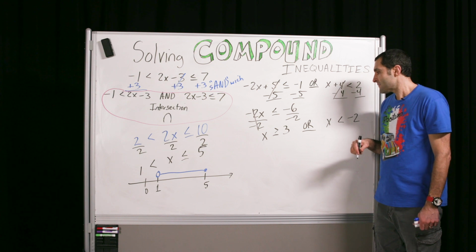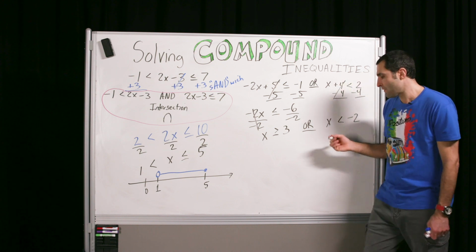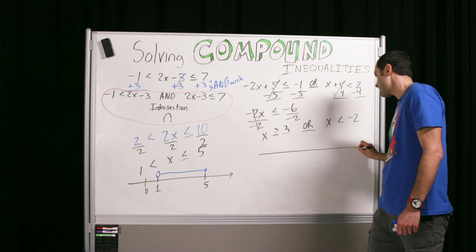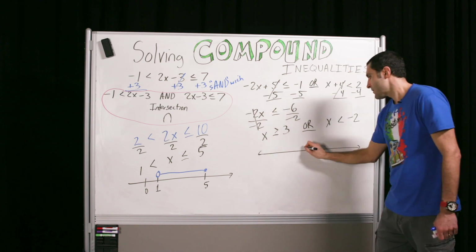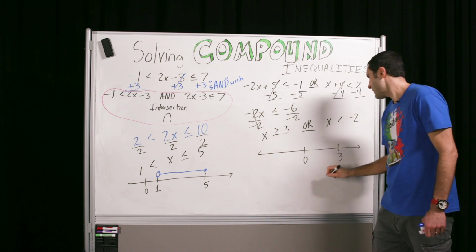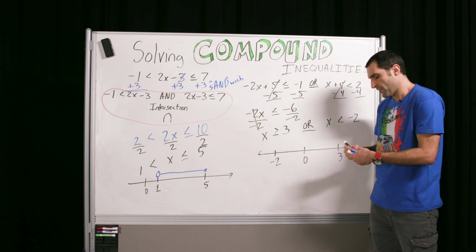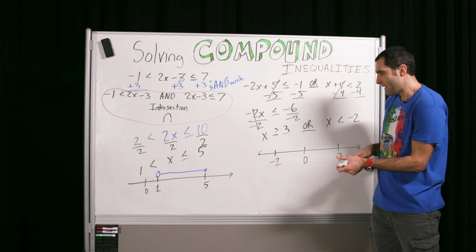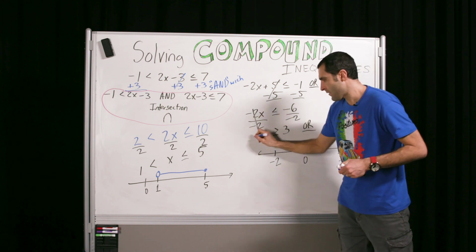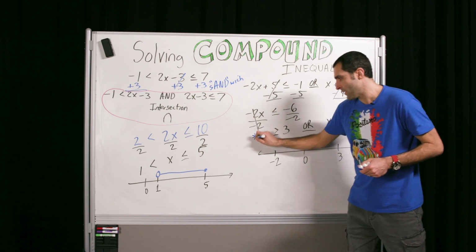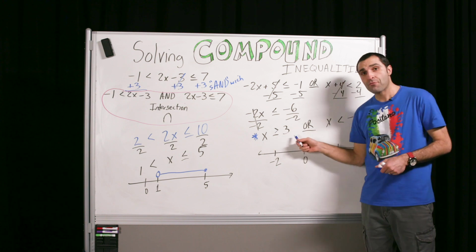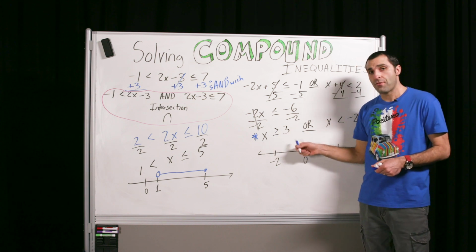Not really. Let's prove it on a number line. Okay? So here's 0, here's 3, here's negative 2. What we could do to really paint this picture nicely is that all this stuff will be the blue graph. X is 3 or more. X is greater than 3.